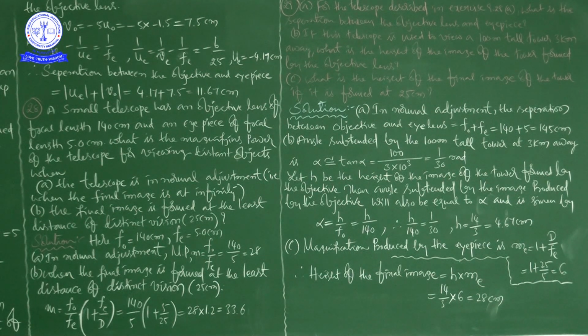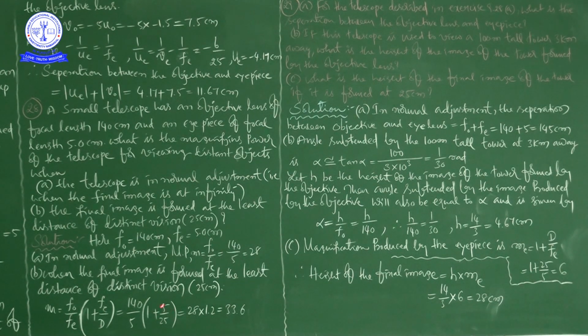Next B, when the final image is formed at the least distance of distinct vision, which is 25 centimeters, as written in the bracket. Now small m is equal to F0 by Fe into 1 plus Fe by D. The things we already know: F0, Fe and D. So 140 divided by 5 into 1 plus 5 by 25.